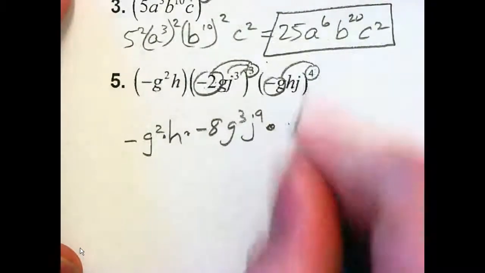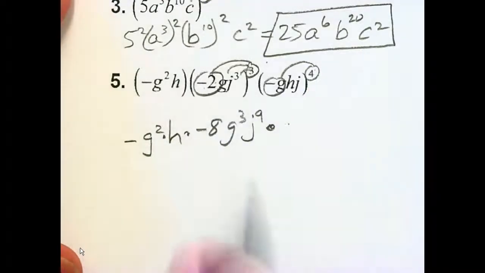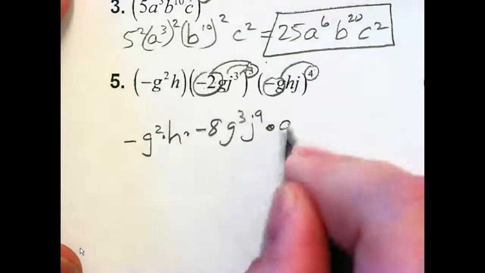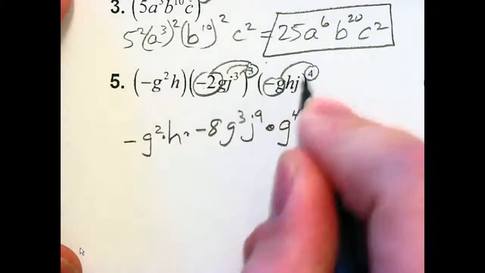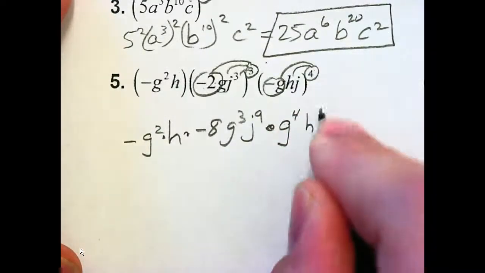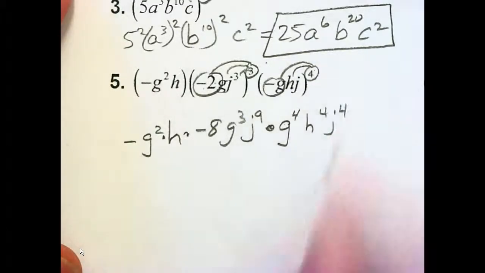Good. Nope, that's if it's a negative exponent. So just positive G to the 4th. Okay, negative to an even power is positive. H to the 4th and J to the 4th.